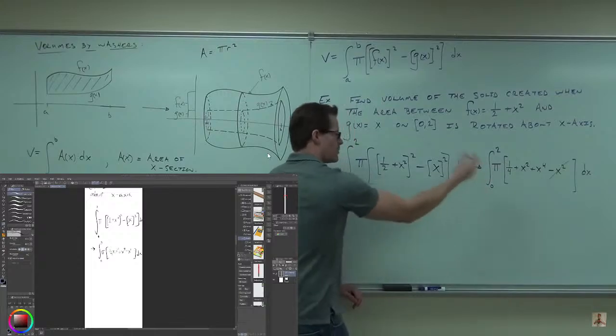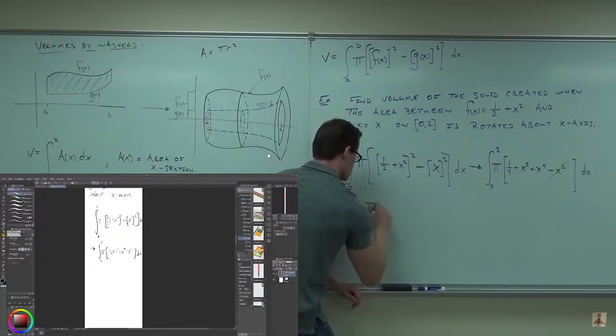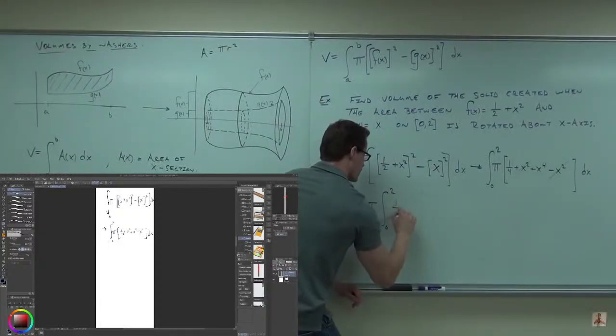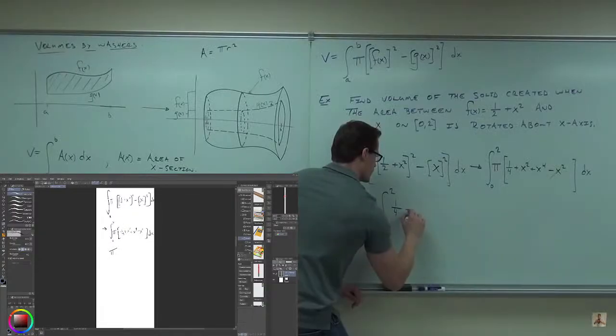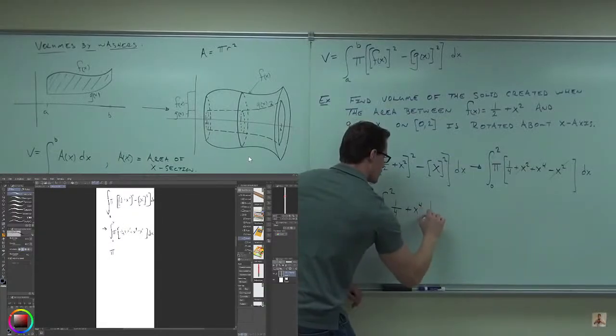What do you say we pull that pi out? We've got the integral from 0 to 2 of 1/4 plus x to the 4th dx.